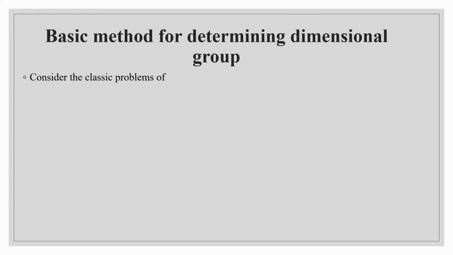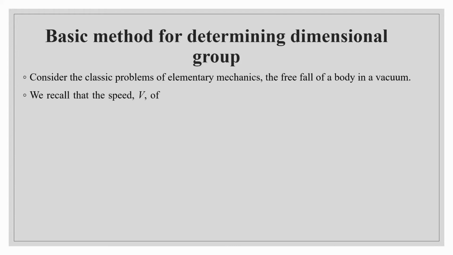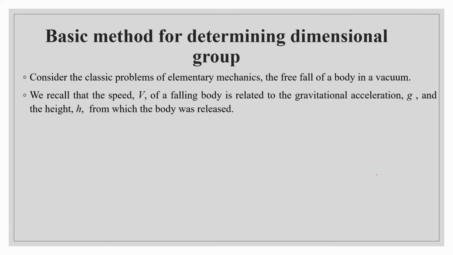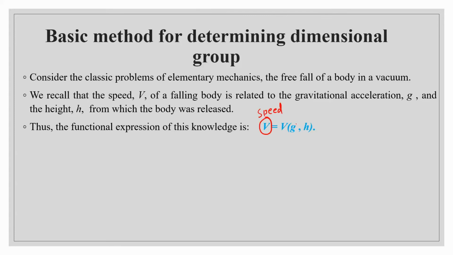Now for this, consider an example of elementary mechanics, that is, a free fall of a body in a vacuum. We know that the speed v of a falling body is related to the gravitational acceleration and the height from which the body is released. As a functional expression, v, the speed, is equal to some function of gravitational acceleration g and the height h from which the body was released.